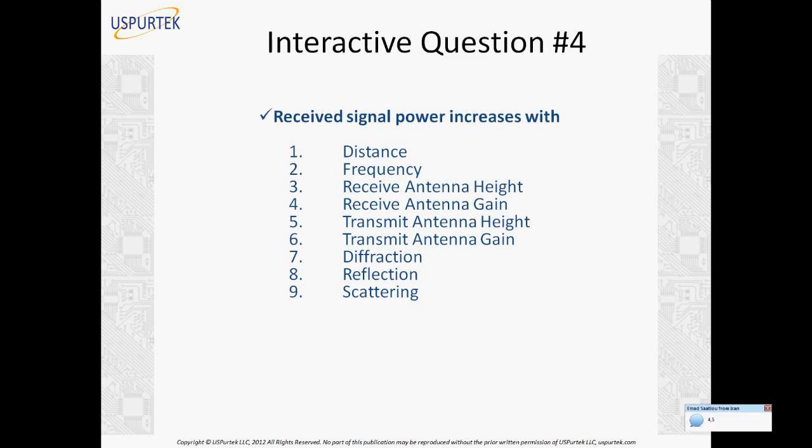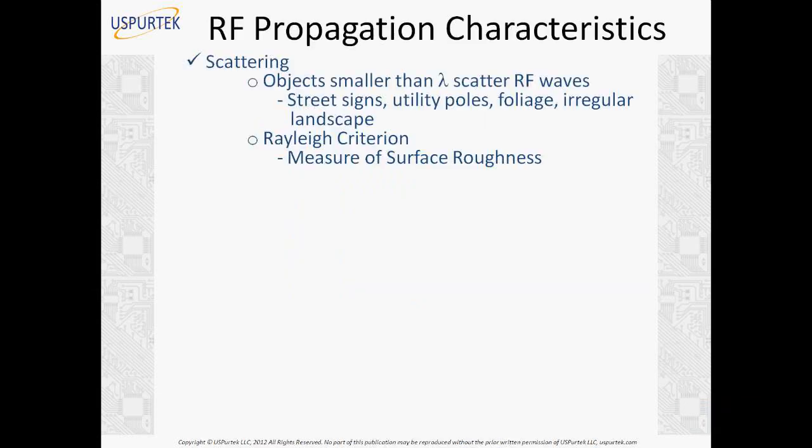Of course, we have seen that with distance, the power does not increase. It rather decreases. Power decays with distance. With frequency, no, it does not increase. It decays, actually, right? Receive antenna height, of course, plays a part here. The more the height of the transmitter and the more the height of the receiver, the more the received signal power will be. Transmit antenna gain and receive antenna gain also play a part here. Of course, diffraction, reflection, and scattering always dissipate power. Very good. Let's move on to the next slide, the next portion of this.